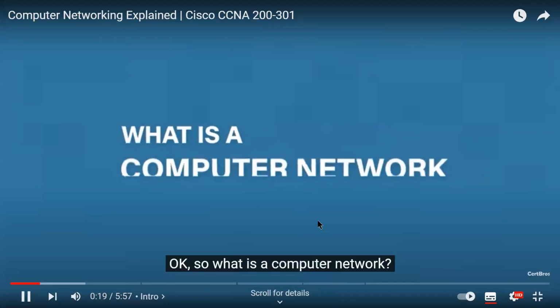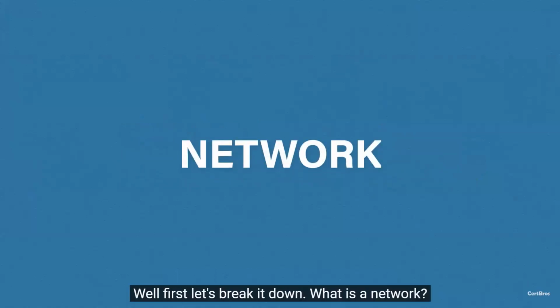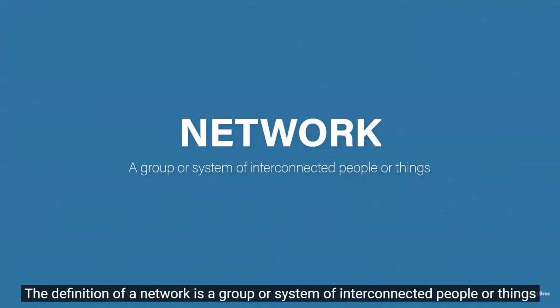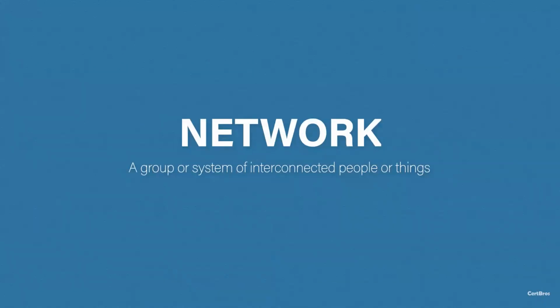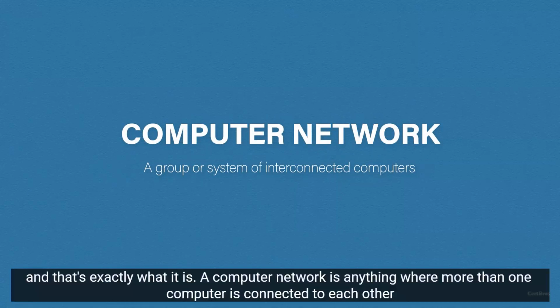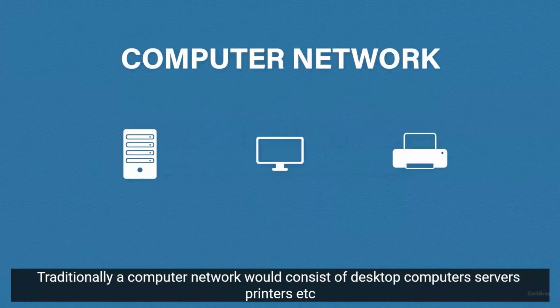So, what is a computer network? Well, first, let's break it down. What is a network? The definition of a network is a group or system of interconnected people or things. So, it would be fair to say a computer network would be a group or system of interconnected computers, right? And that's exactly what it is. A computer network is anything where more than one computer is connected to each other. Traditionally, a computer network would consist of desktop computers, servers, printers, etc.